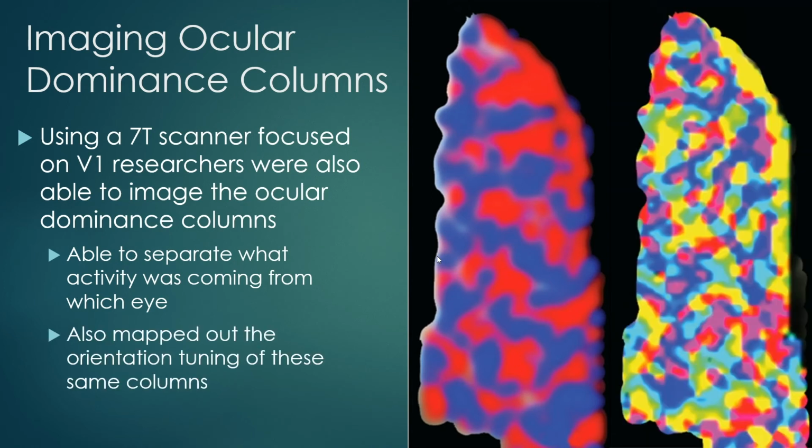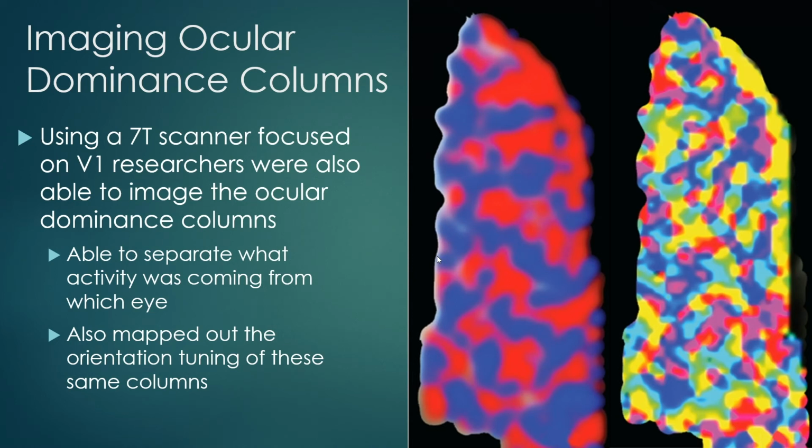And then they were also able to map out the orientation tuning. These are all the different line angles that these different cells were responding to as well. So you can see really clear segregation of all of these types of information from different parts of the eye relating to different features within the stimuli themselves. This is a really, really powerful study that demonstrated this at the molecular level.